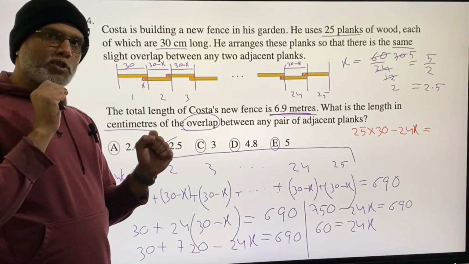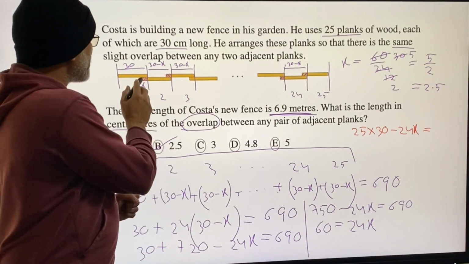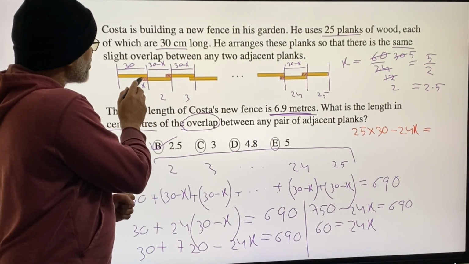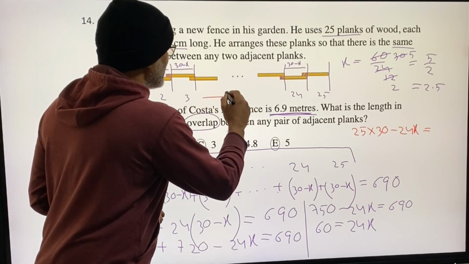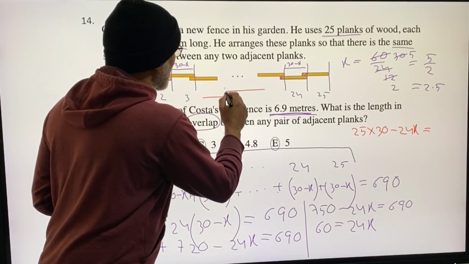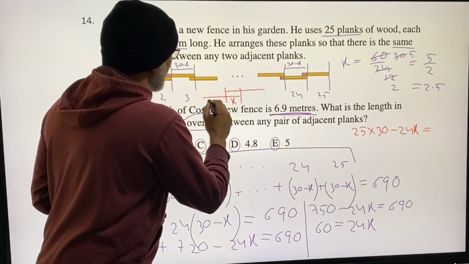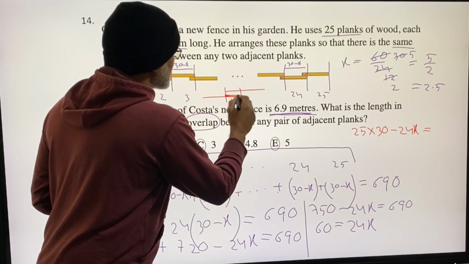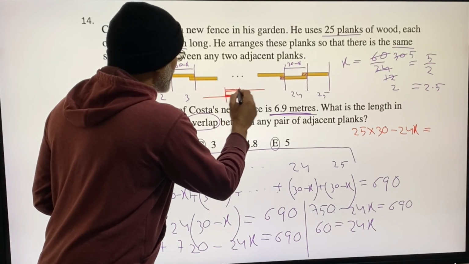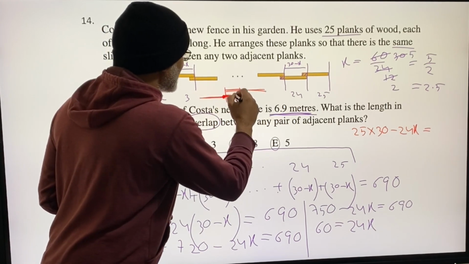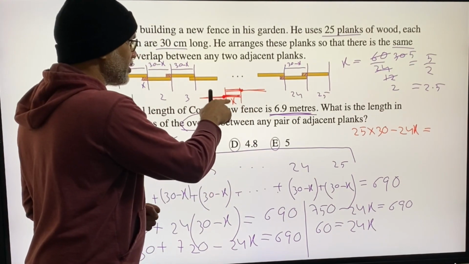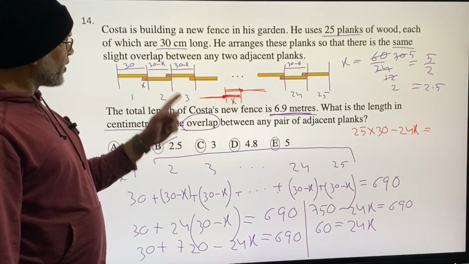Here sometimes students make mistake. Overlap is x, so they subtract 2x. We cannot subtract 2x, right? So if there is a plank here, and there is another plank here, if the overlap is x, I have to subtract only one x, right? Because if I subtract both the x, then this plank comes here and stops here, and this plank starts from here, and there will be a gap. So we have to subtract only one x for each overlap.